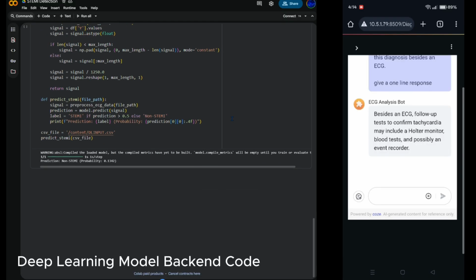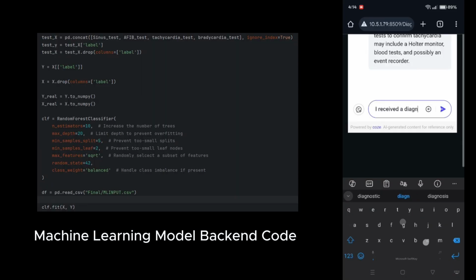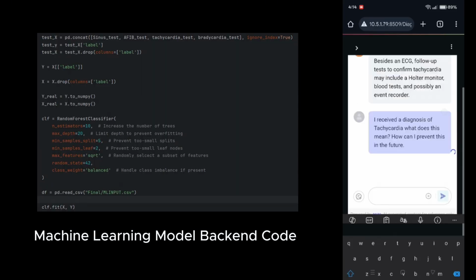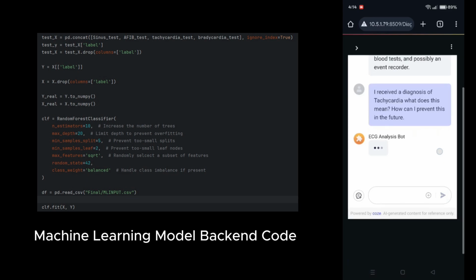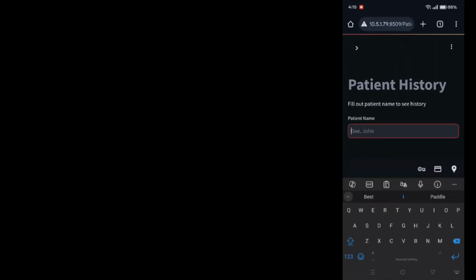Additionally, we have a diagnosis bot where you can talk about your results, future steps, and ways to prevent diseases in the future and in the past. As you can see here, this is a sample question being asked about the diagnosis and how it came, and then what can be done to prevent this in the future.